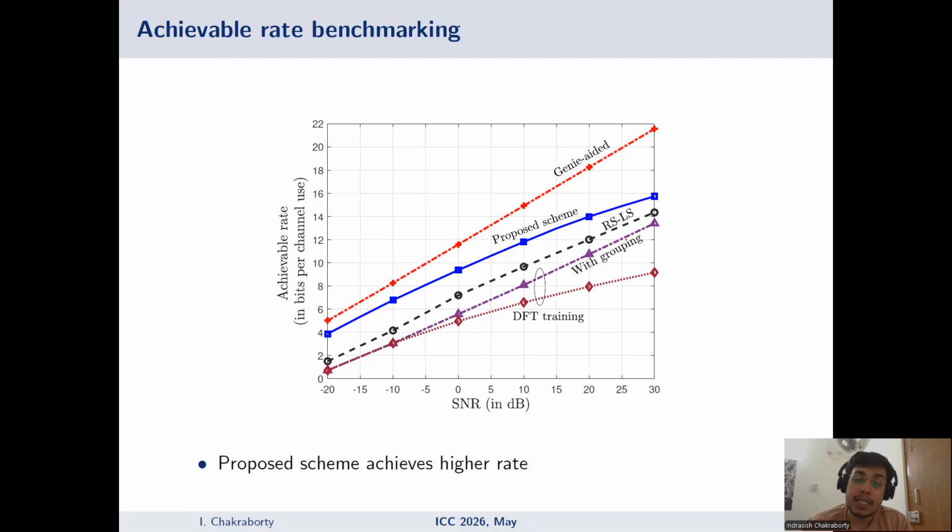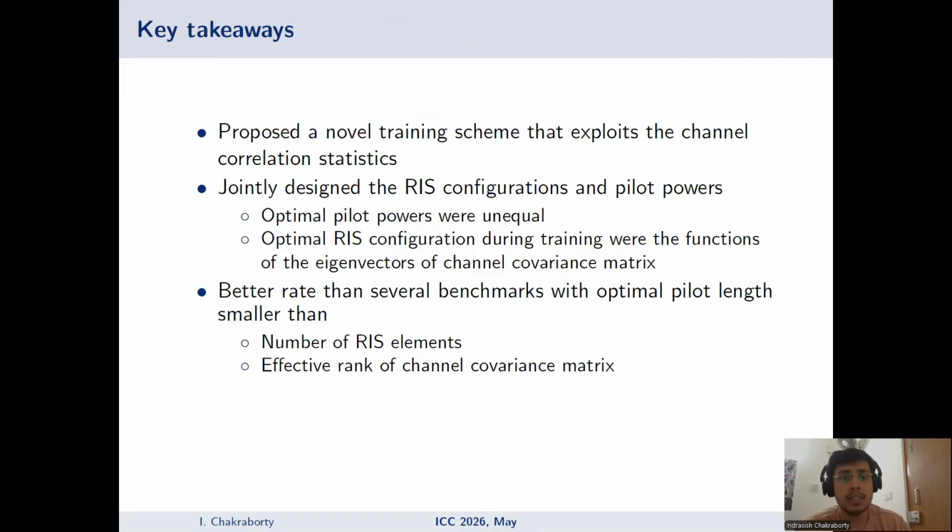As for DFT training, the same reasons persist, along with one additional reason, and that additional reason is correlation. DFT training doesn't consider correlation at all. So you're missing the information, and that's why it pays for it. So we have achieved higher rate than most of the existing instantaneous CSI-based schemes.